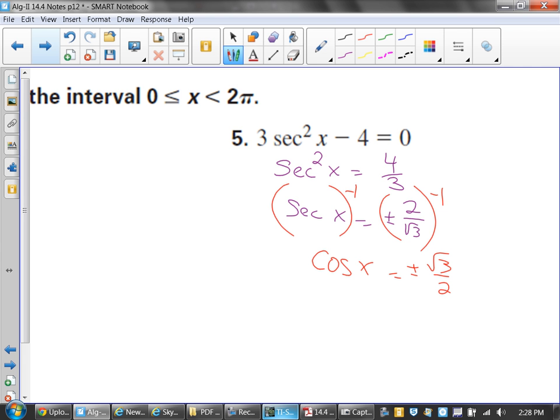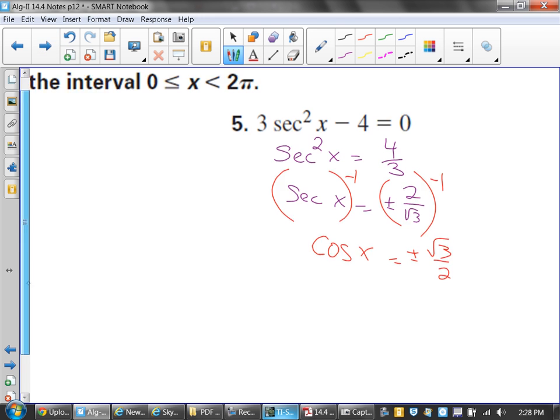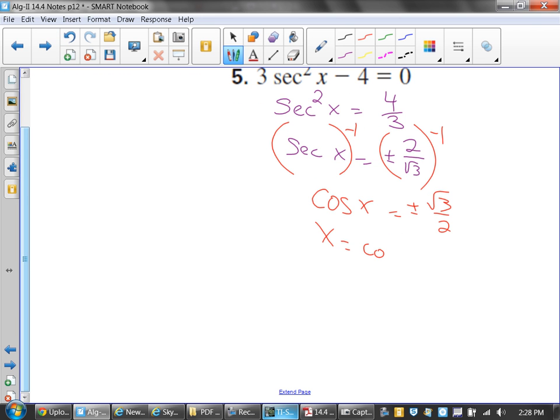Now what do you do? Now you move the cosine. What angle has a cosine of root 3 over 2, plus or minus? So first of all, which triangle are we going to get? 30-60-90. Okay. Which one of those angles gives me the root 3 over 2 for cosine? The 30 degree. Everybody agree with that? So the 30 degree is going to give you the root 3 over 2. What is that in radians? Very good. So I have pi over 6.